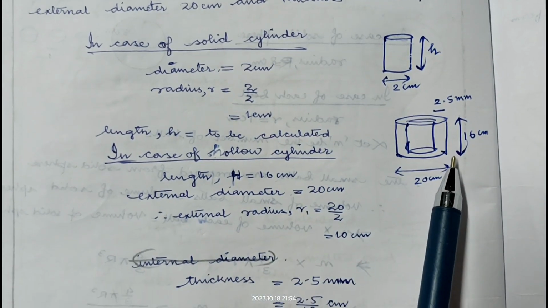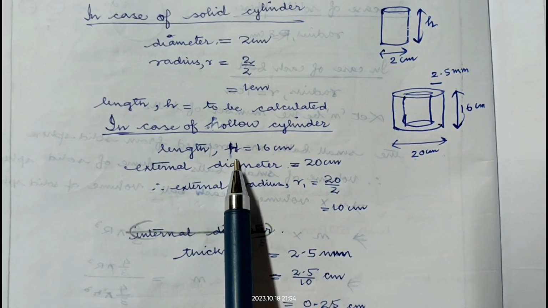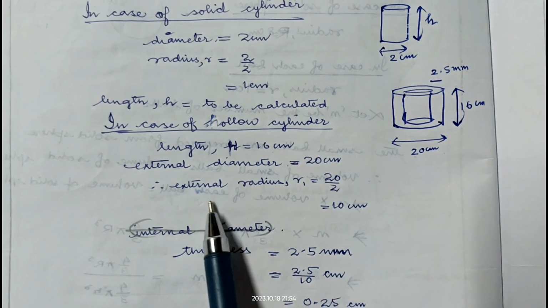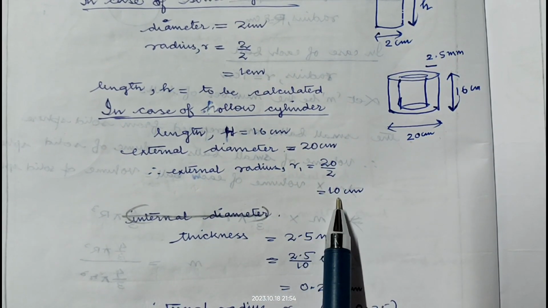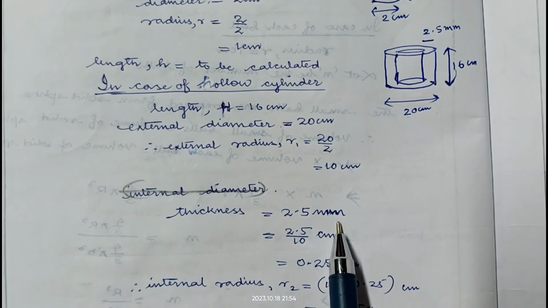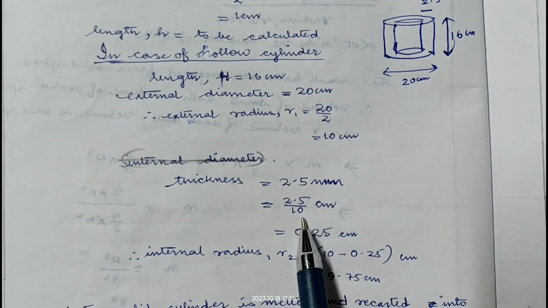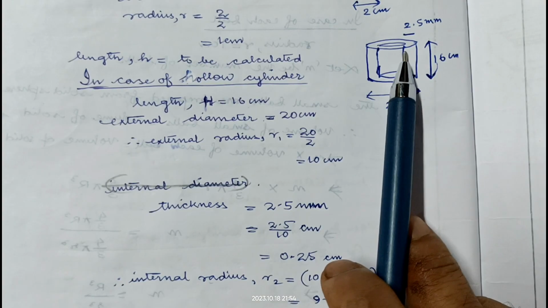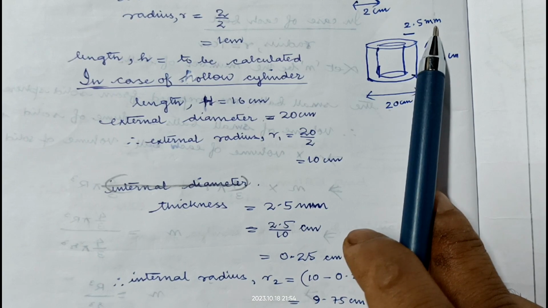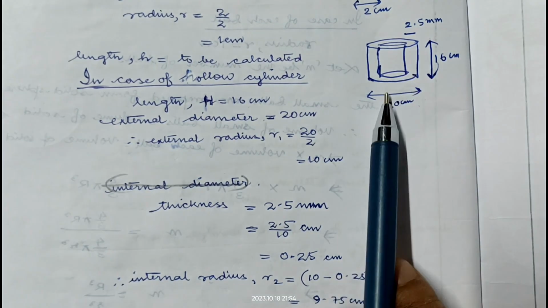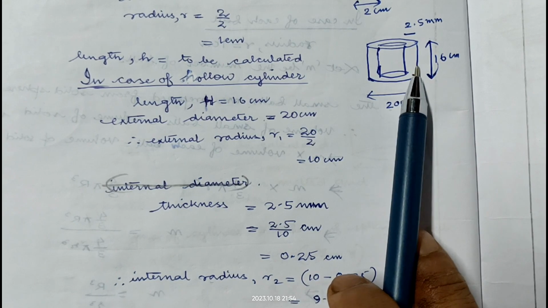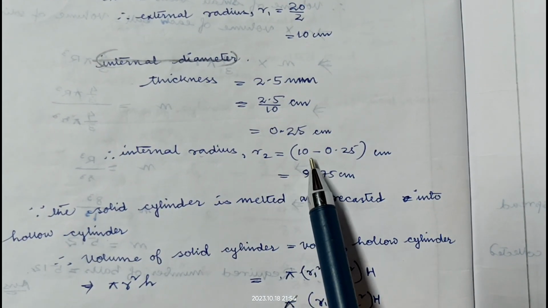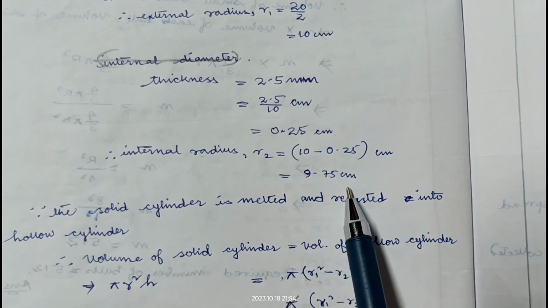Now in case of hollow cylinder, it is given length, which we have considered capital H, is 16 cm. External diameter is 20, so external radius will be 20 by 2, 10 cm. Thickness is 2.5 mm. 2.5 mm means 2.5 by 10 cm, which will give 0.25 cm. This thickness is 0.25 cm. Since it is given in millimeters, so we have to convert in centimeter. So external radius minus thickness will give internal radius. So internal radius r2 will be external radius minus thickness, which will give 9.75 cm.